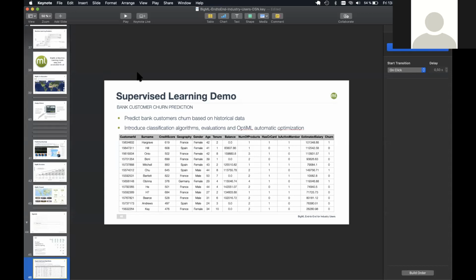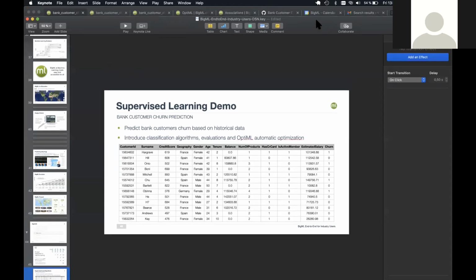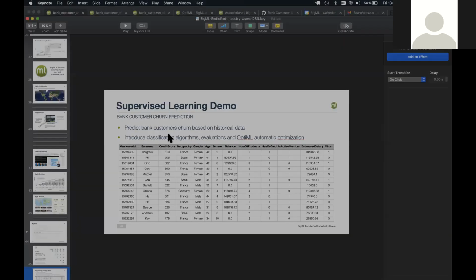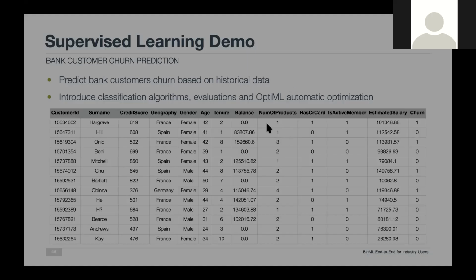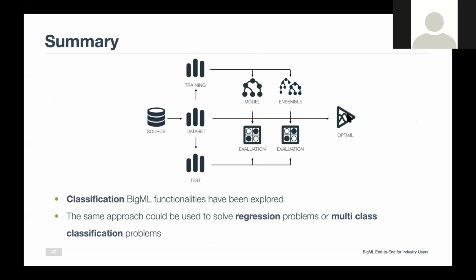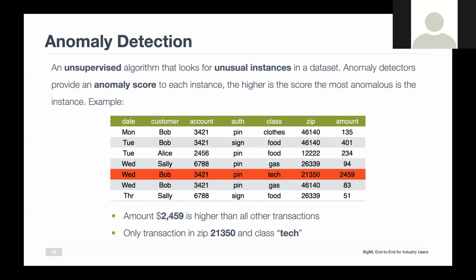So this was my supervised learning demo. Let me go full screen. As a summary, this is the workflow that we followed. We split the data, created a model, evaluated an ensemble, compared evaluations, and then created an optimization to get the best configuration and algorithm model. This was done with a binary classification, but it could also be done with a regression or with a multi-class classification problem as well. Okay, let me go to the next demo.